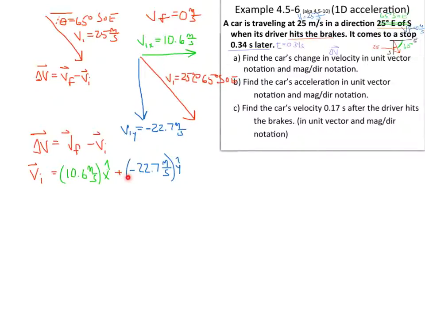What is our final velocity in unit vector notation? Well, it's not going to be hard. V final equals 0 meters per second x and 0 meters per second y, because it's at rest. So it really has no direction because it has no magnitude, all right? So that means delta V is going to be 0 minus that 10.6.